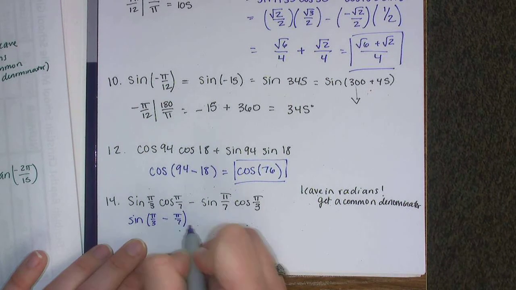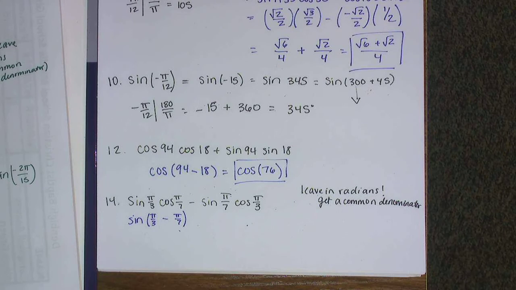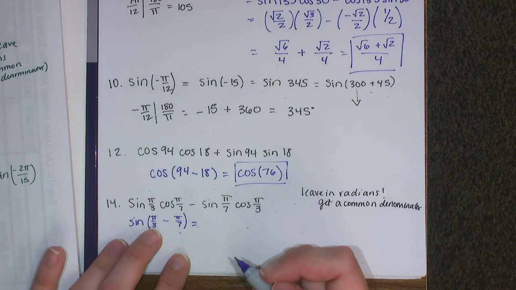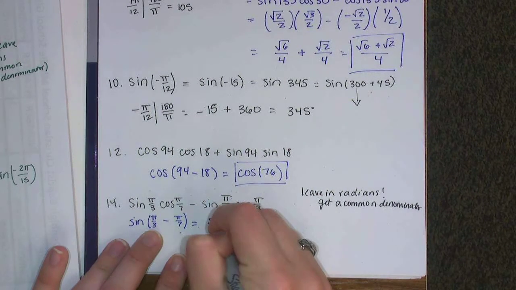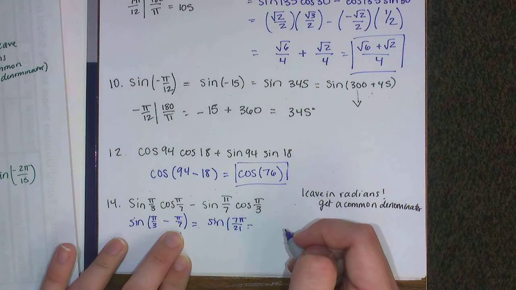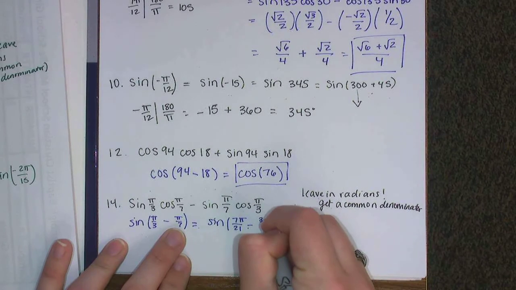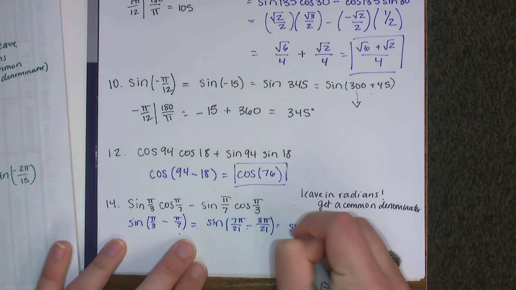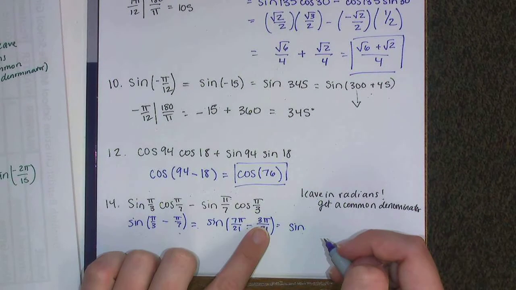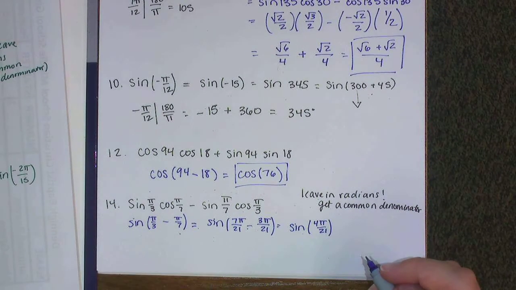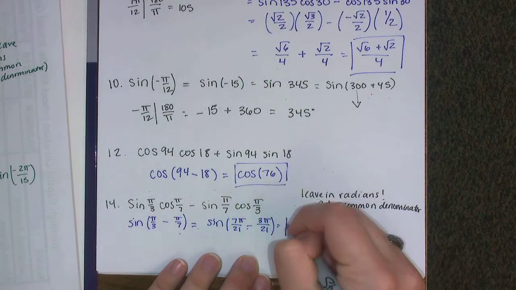And now to get a common denominator, the easiest thing I see is just to multiply this one by 7 over 7, which gives me the sine of 7 pi over 21 minus, multiply this one by 3 over 3, and that gives me 3 pi over 21, which gives me the sine of 7 pi minus 3 pi is 4 pi over 21. So the sine of 4 pi over 21, right there, and that's the answer for that one.